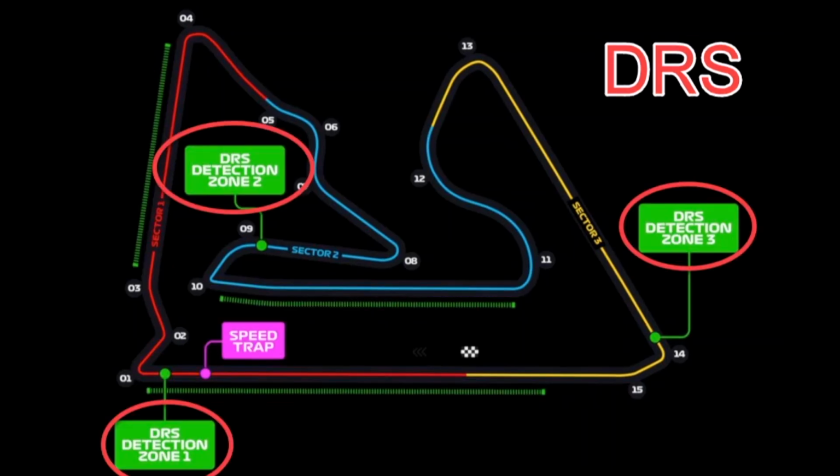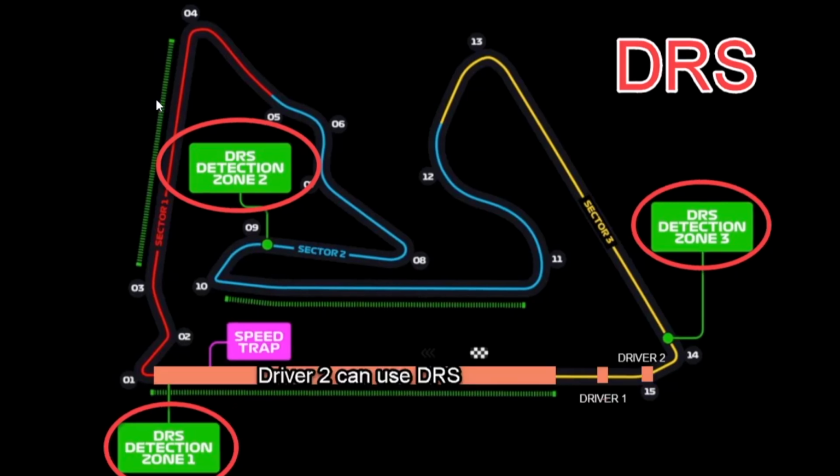DRS detection zones determine if a driver can enable DRS in the green marked activation zones that we just spoke about. If a pursuing car is within 1 second when both cars cross the detection point, DRS can be activated. For example, if driver 2 crossed zone 3 within 1 second of driver 1, he can use DRS advantage in the upcoming straight.